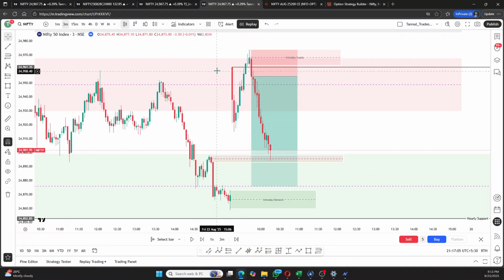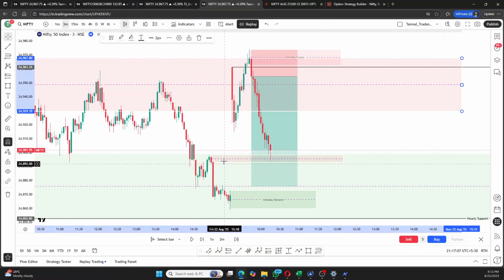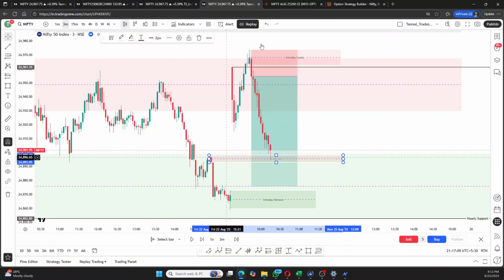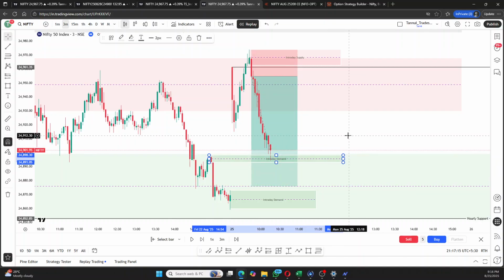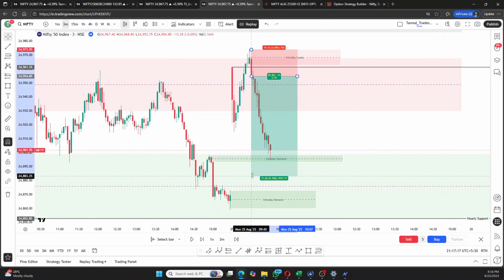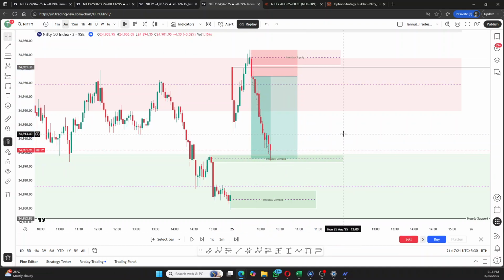Now this level may start acting as a demand zone for us, intraday demand. So keeping this in mind, even if we book our profits at this level, that should be a decent move, 1 is to 3.